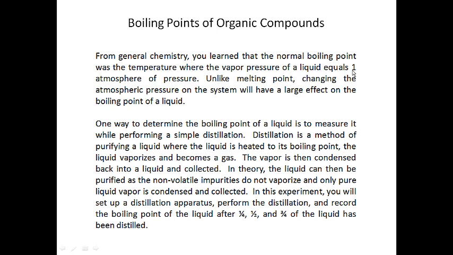So it's possible to get water to boil at room temperature if you lower the atmospheric pressure enough. Basically apply a vacuum. Now, in melting point that you either have done or will do, changing the atmospheric pressure has very little effect on the melting point, but it has a huge effect on the boiling point. So today we're going to measure normal boiling points at approximately 1 atmosphere of pressure. And the way that we're going to determine the boiling point is to perform what's called a simple distillation. And a simple distillation is a way to purify a liquid.